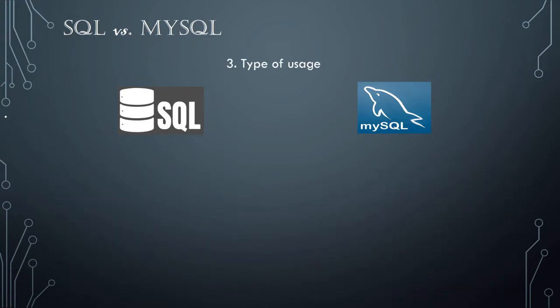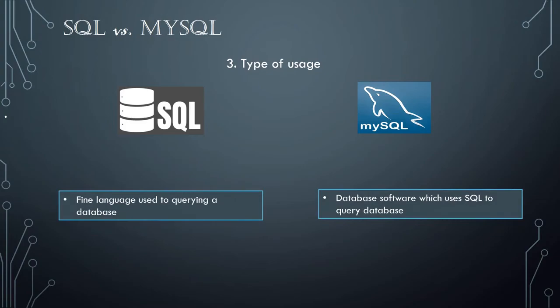Now the next one, type of uses. Which type of uses do we have for SQL and MySQL? Basically, SQL is a language. As I told you earlier, it provides the interaction with the system. It is a well-tuned language which is used to query a database. It is the programming language used to query RDBMS or database management systems, whereas MySQL is a type of software. It is an open source, fast, reliable, relational DBMS software which uses SQL to query the database.